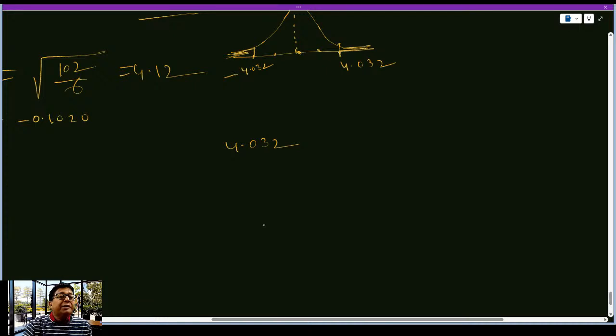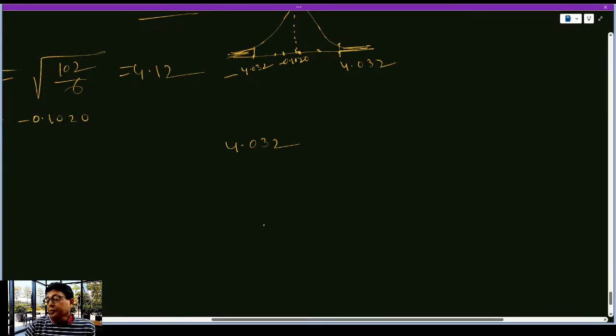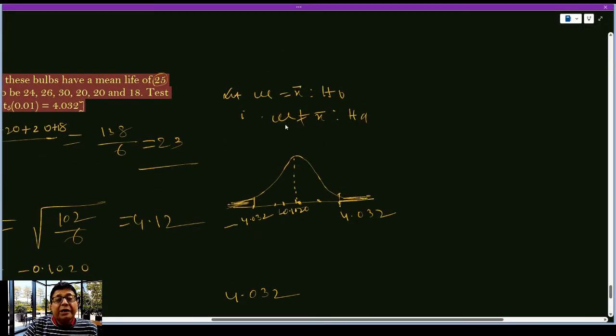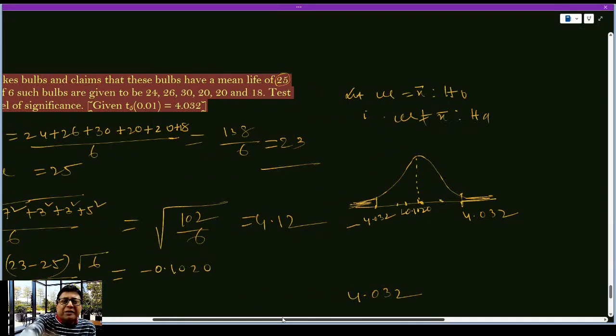So that minus 0.1020 is not in the critical region. So mu equal to x bar can be accepted. That is 25, that we can take. Mean value 25, now we can accept by statistical analysis. Hope you have understood.